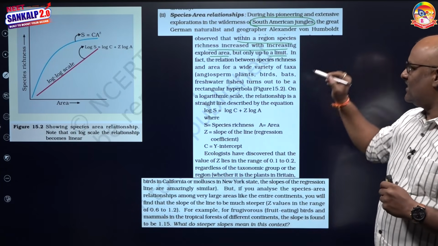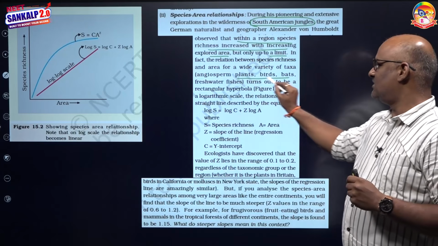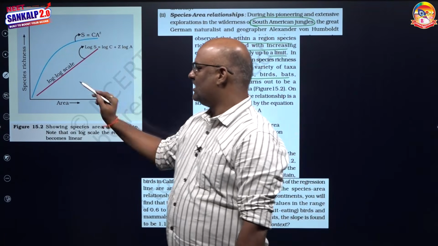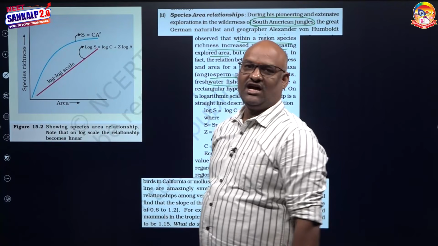Now, for a wide variety of taxa like plants, angiosperms, birds and bats, when you plot a graph of species richness to area, it gives a rectangular hyperbola.